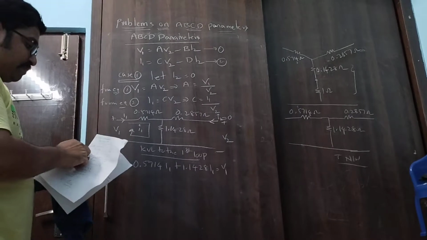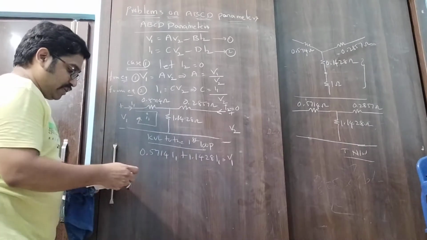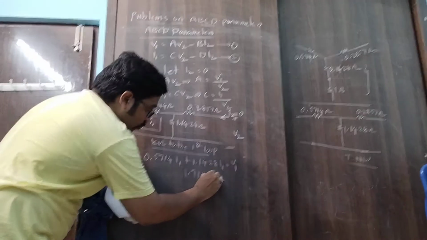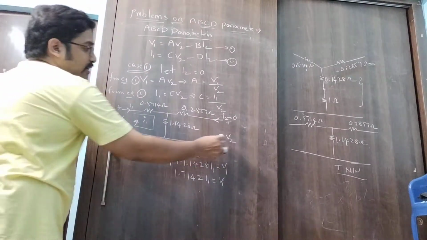0.5714 into V1, plus 1.1428 into I1. If you simplify this, you are going to get 1.7142 I1 is equal to V1. Now we need to calculate V2.